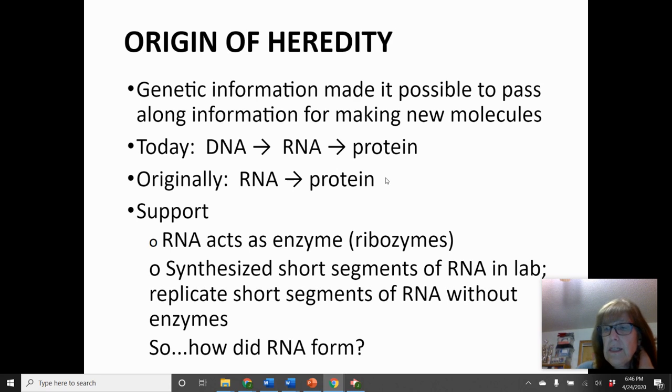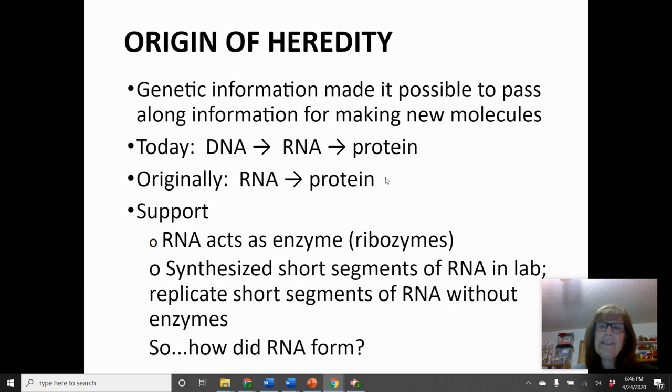And remember, those proteins are what makes you the way you are. It's what gives you those novelties. So genetic information made it possible to pass along the information for making other new molecules. So early on, it was RNA making proteins.